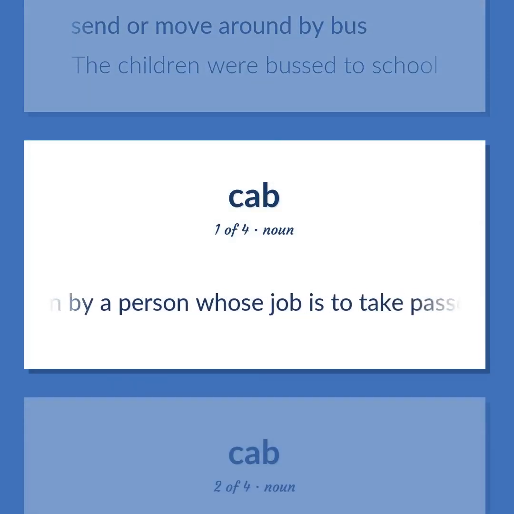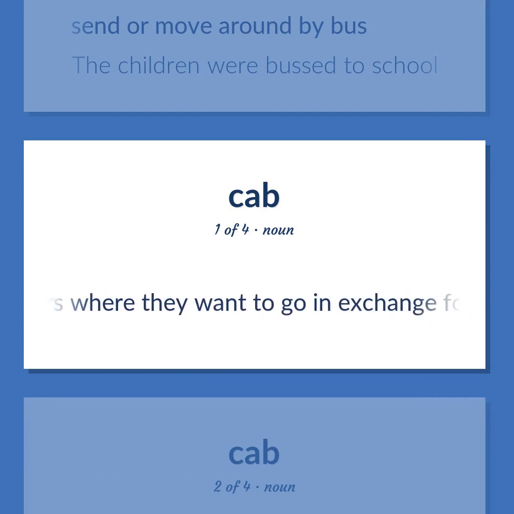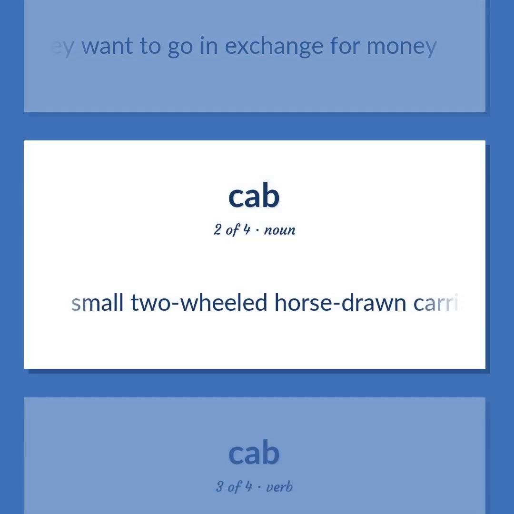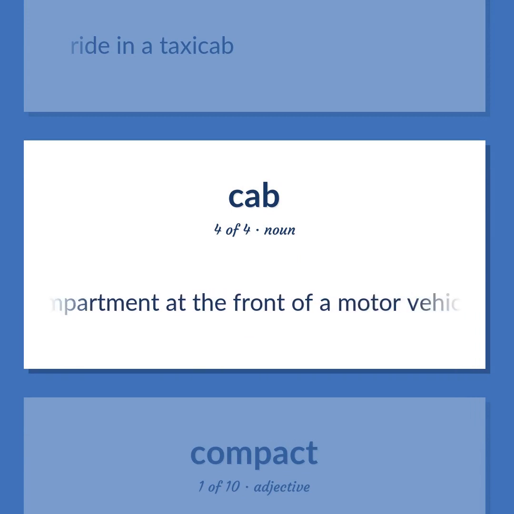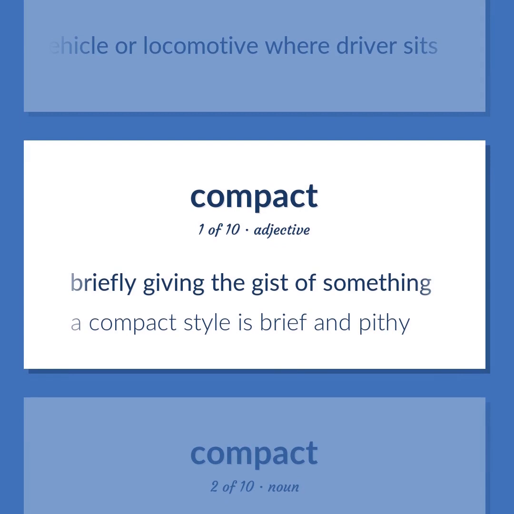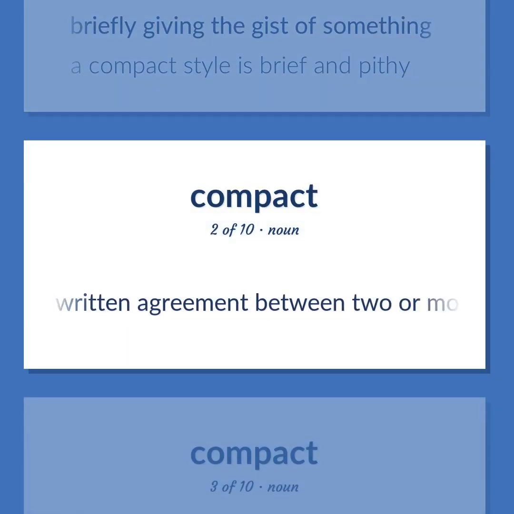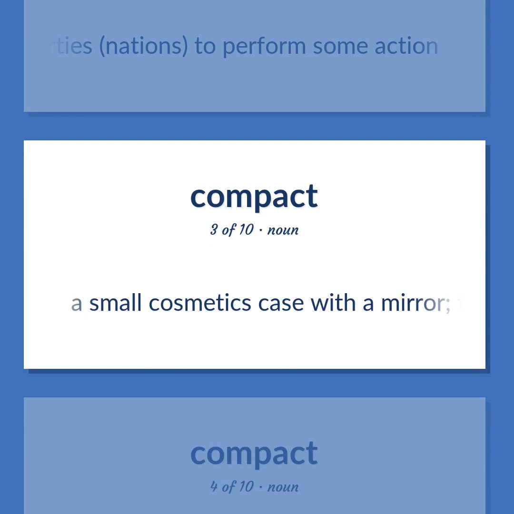A car driven by a person whose job is to take passengers where they want to go in exchange for money. Small 2-wheeled horse-drawn carriage, with 2 seats and a folding hood. Ride in a taxicab. A compartment at the front of a motor vehicle or locomotive where driver sits. Briefly giving the gist of something. A compact style is brief and pithy. A signed written agreement between 2 or more parties, nations, to perform some action. A small cosmetics case with a mirror, to be carried in a woman's purse.